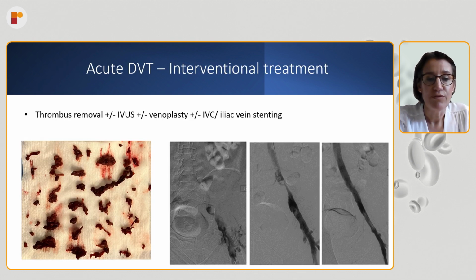The interventional treatment for an acute DVT is thrombus removal, and there are various different ways that can be done, with stenting of the underlying venous system. This picture just shows some clot that was removed in an acute case of DVT, as well as some pictures showing venograms with an acute clot, the thrombectomy, and then the final venogram showing resolution.